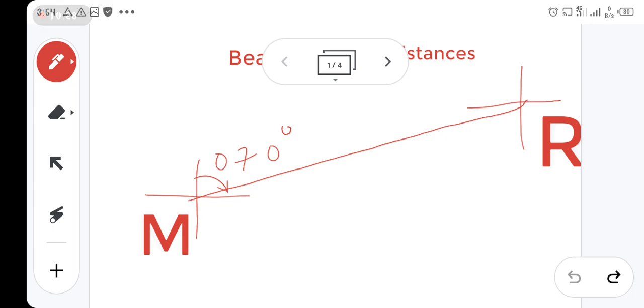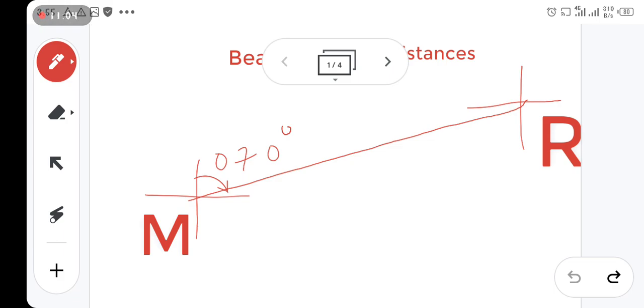Now, if I now ask you, what is the bearing of Market Square from Ring Road? Okay, so that's what we mean by back bearing. Of course we know that the bearing of Ring Road from Market Square is 070 degrees, which was seen in the diagram here. Now, if you are asked at what bearing the return journey would take, so from Ring Road to Market Square, what is the bearing? That's what we mean by back bearing.